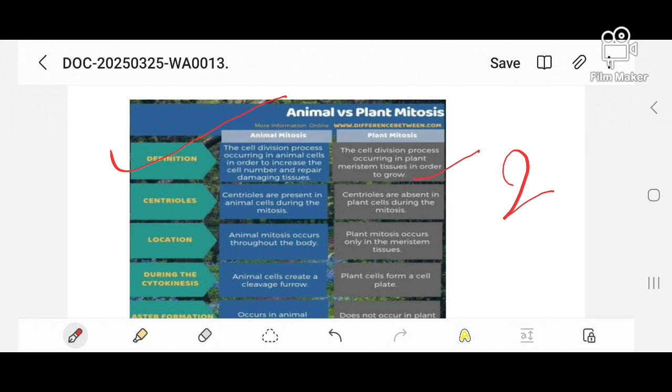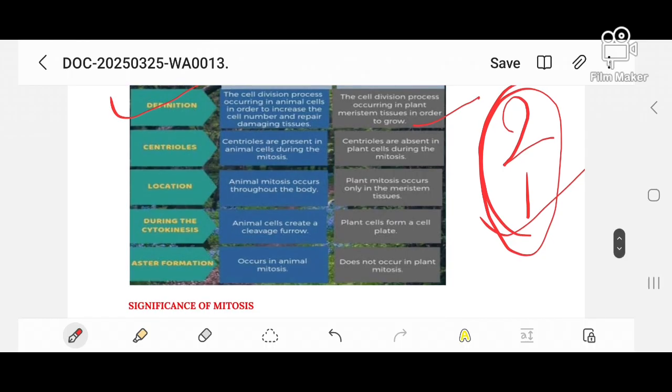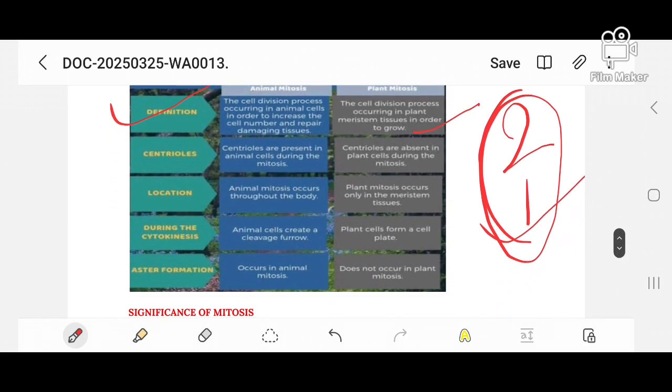2 to 3 marks, or for 1 mark also it may come. Mark my words. Centrioles: in animal mitosis, you will see the centrioles are present during mitosis, but in plants you will not see the centrioles anywhere. Location: animal cell division occurs throughout the body, but in plants it only occurs in the meristematic tissue or meristem tissues.